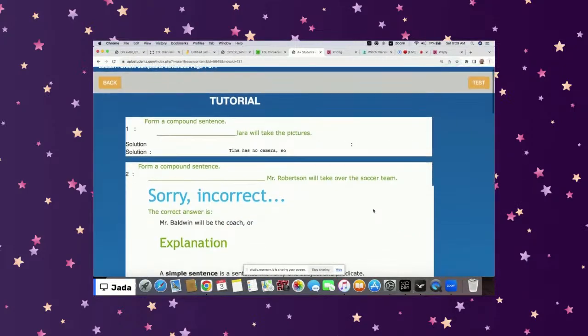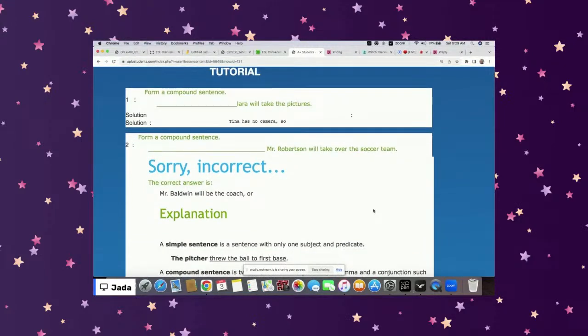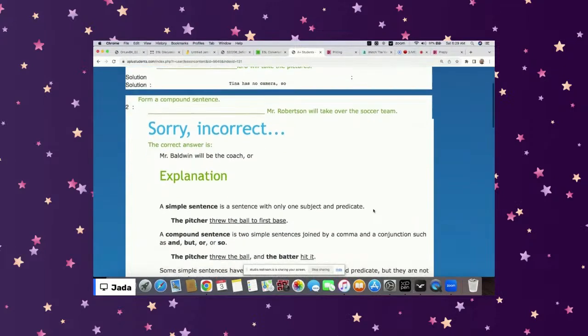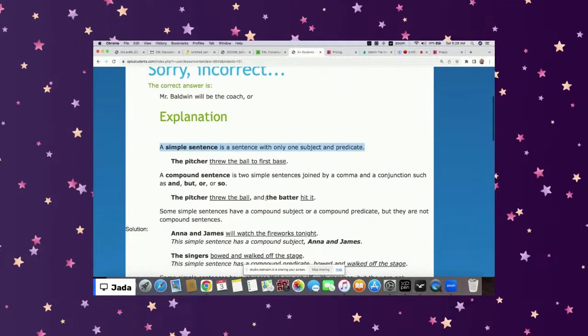So, for the next lesson, we are creating compound sentences, okay? Just compound sentences. Like I said, a simple sentence is a sentence with only one subject and a predicate. The subject is who is doing the action in the sentence, and the predicate is the action going on. So, the pitcher threw the ball to first base. That is a simple sentence. It has no comma or conjunction.